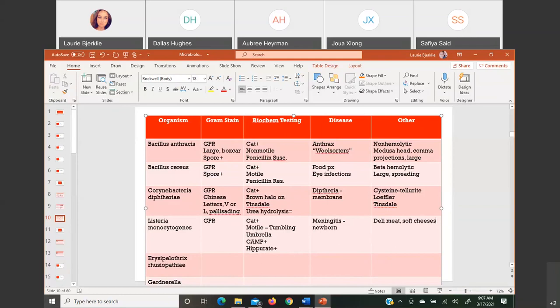So this one looks very similar to Strep agalactiae on a plate. They're small beta hemolytic colonies. They both cause the same kind of disease, and they're both CAMP positive, hippurate positive, but they can be separated by the catalase test, the gram stain, and the motility pattern.